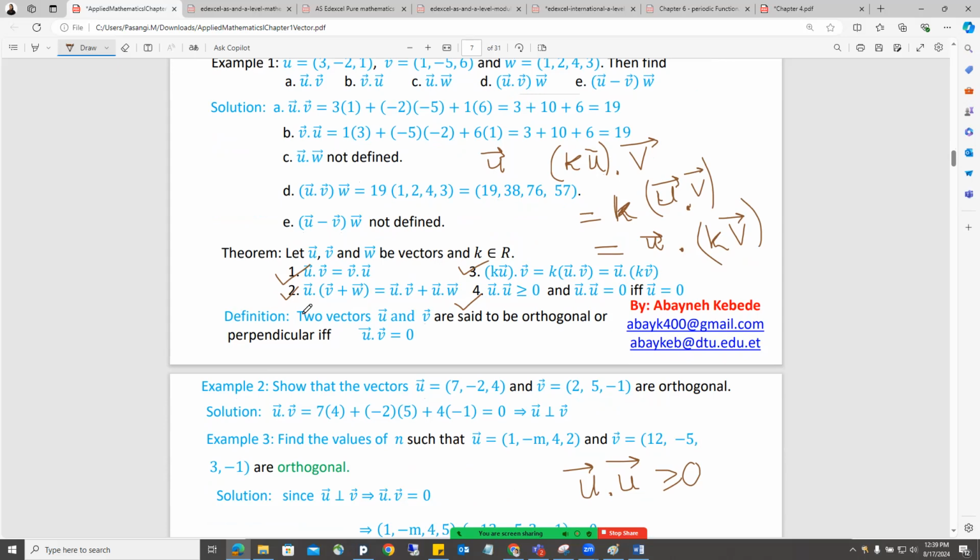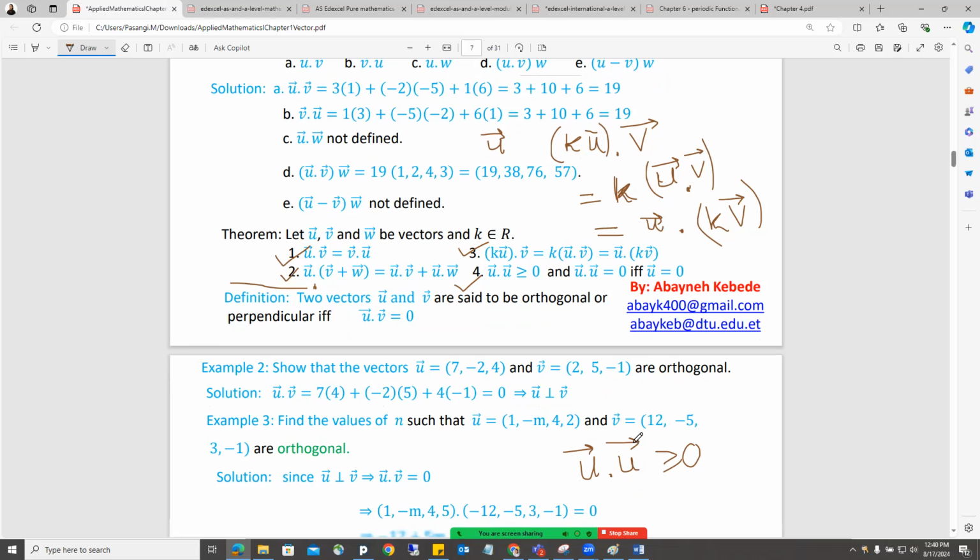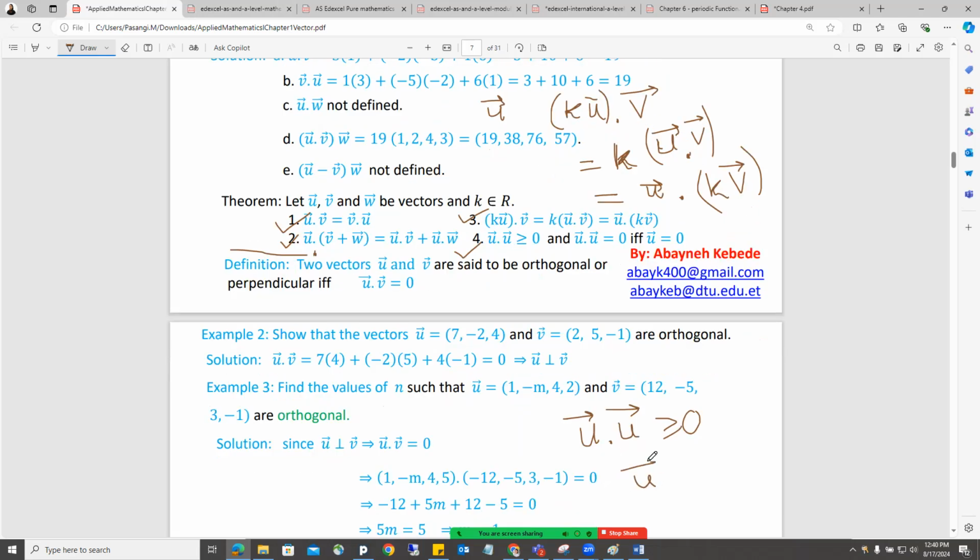Okay, so the definition. Is it clear up to this point? Are you sure? Is it okay? Can you manage? What do you think? What does the u, v, w, u, v mean? UV means? Yeah. U means vector u.